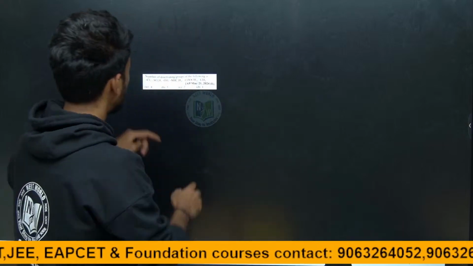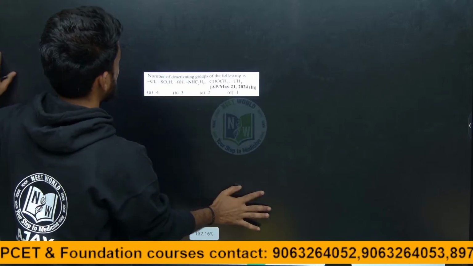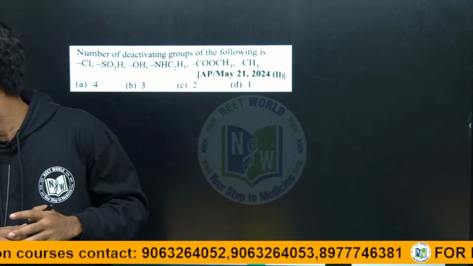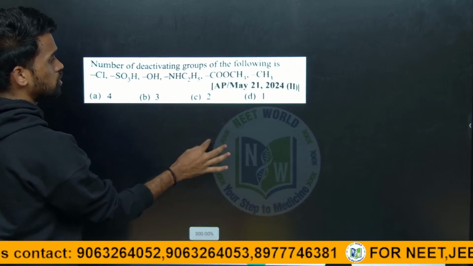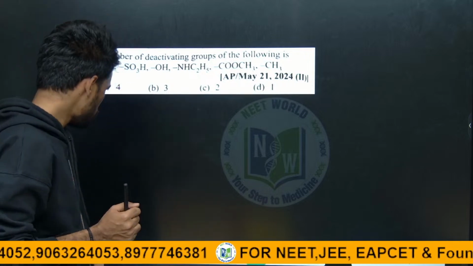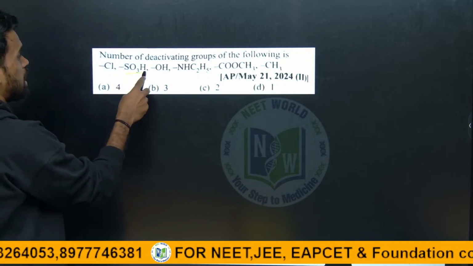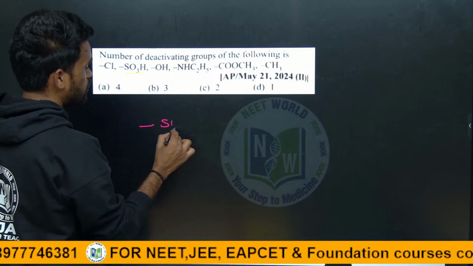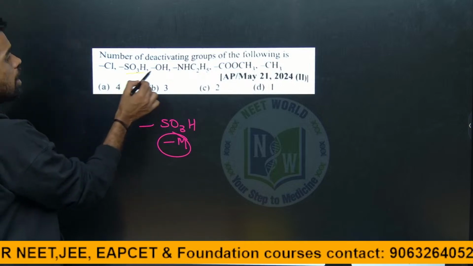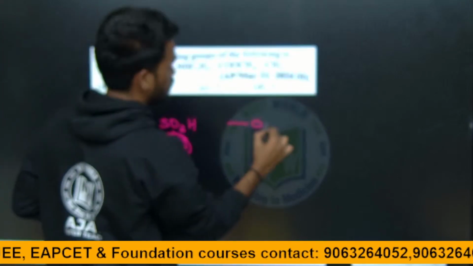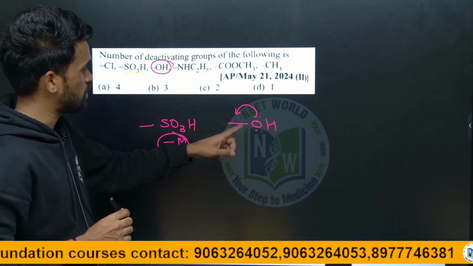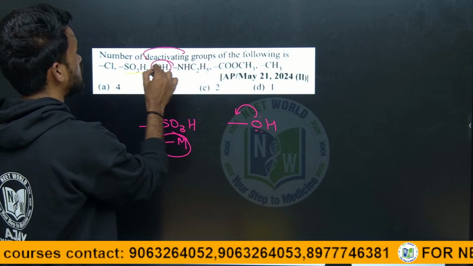Then next, number of deactivating groups. Whatever we discussed previously, based on that you should be able to answer this question. So try to give a solution from your side. See, sulfonic acid we already discussed. Sulfonic acid is a minus M group or ring deactivating group. See, on OH we have non-bonding electrons, therefore it will release the electrons into the system, so this will be an activating group. So they are asking about ring deactivating groups.